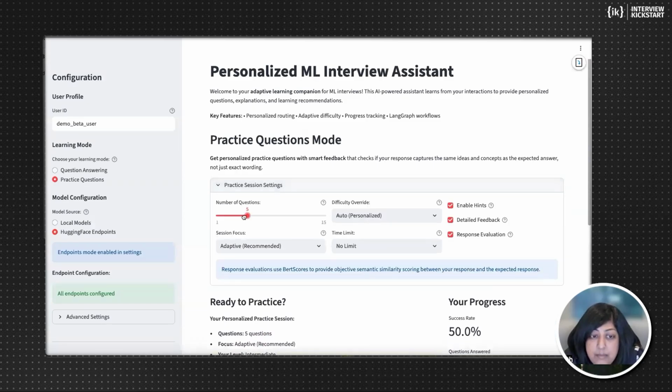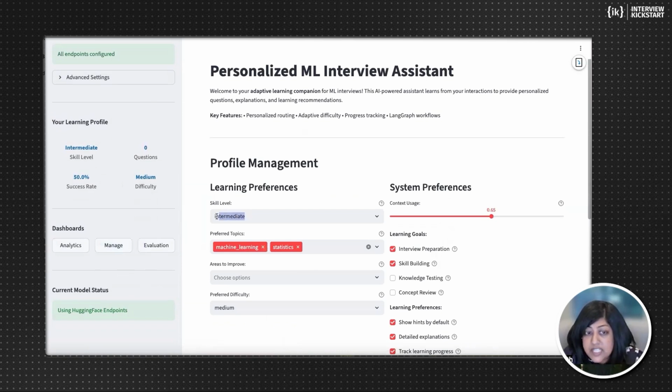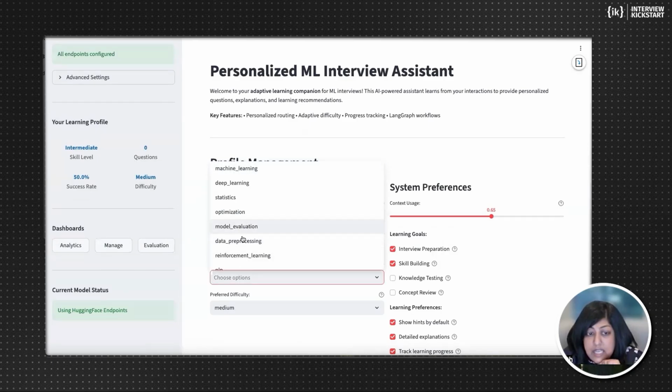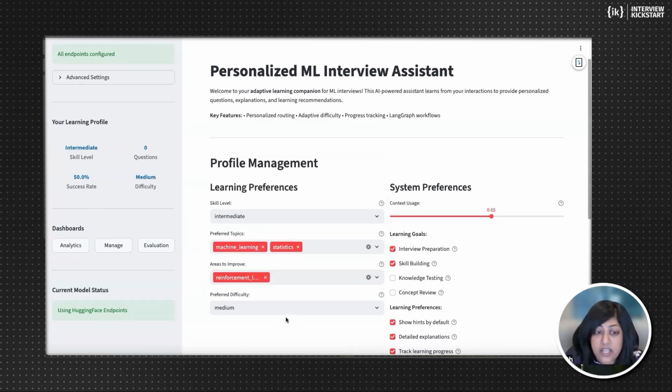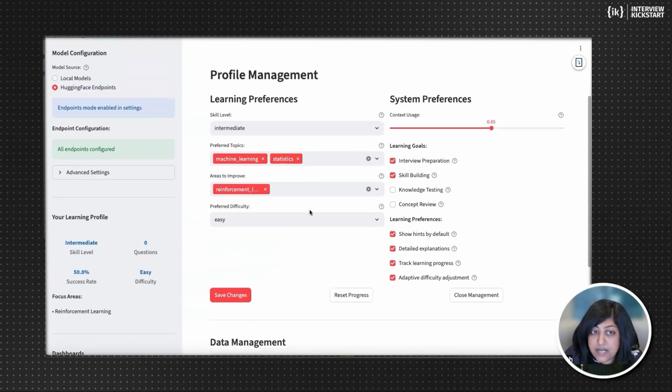Here, like I mentioned, there are 2 workflows. One is adaptive question generation. Now, this user is an intermediate. It has an intermediate skill level. Their difficulty is medium, and they can manage their user profile. Their skill level is intermediate, which means they have already mastered machine learning and statistics. They can choose to improve in, let's say, reinforcement learning. I am the beta user, and the preferred difficulty is maybe I want to start it as easy. So now when my questions are generated, they're going to be customized and adapted for the profile that I have.